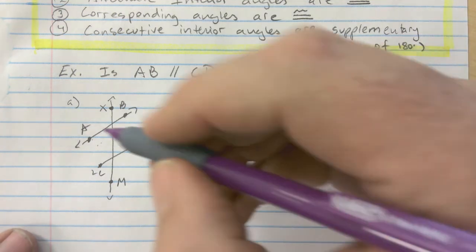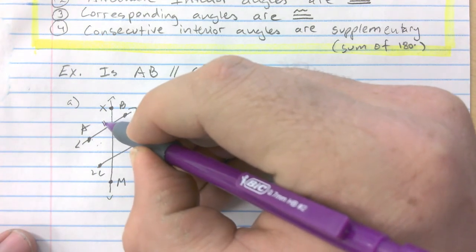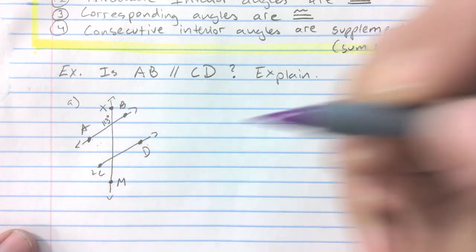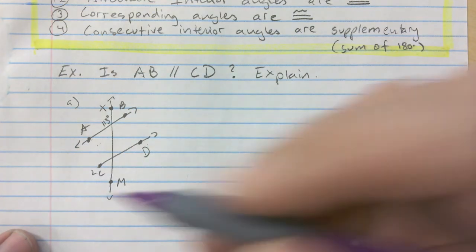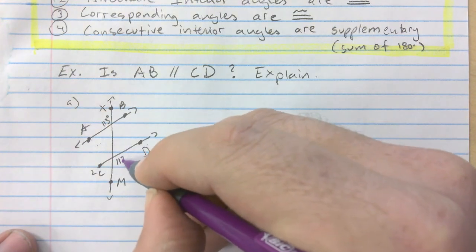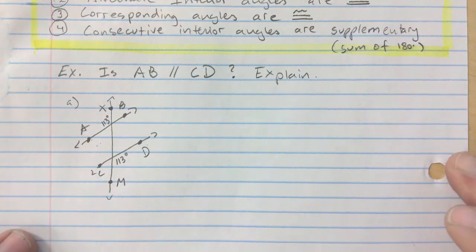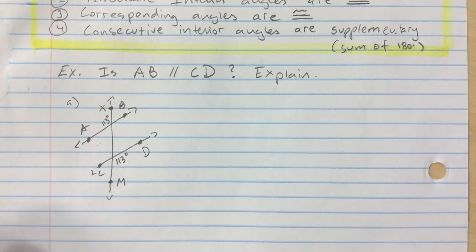And I will give you some measurements. This angle right here measures 113 degrees. And this one measures 113 degrees also. So the task is to show that they're parallel, okay? We don't know at this point. There are no markings, anything else. All we have to go by are the angle measures.